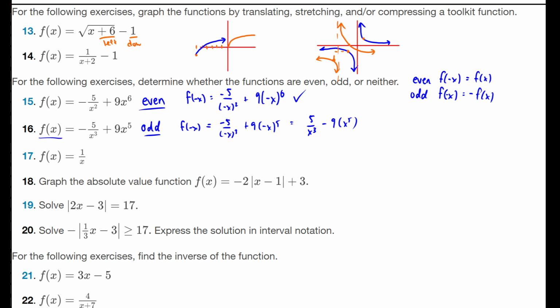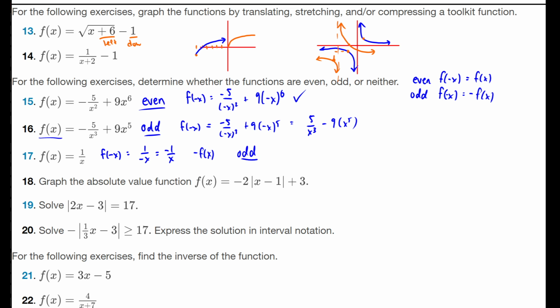Now in terms of f of x equals 1 over x, well, if we put in f of negative x, we're going to get 1 over negative x, which is the same thing as negative 1 over x. And this would be the same thing as negative f of x.